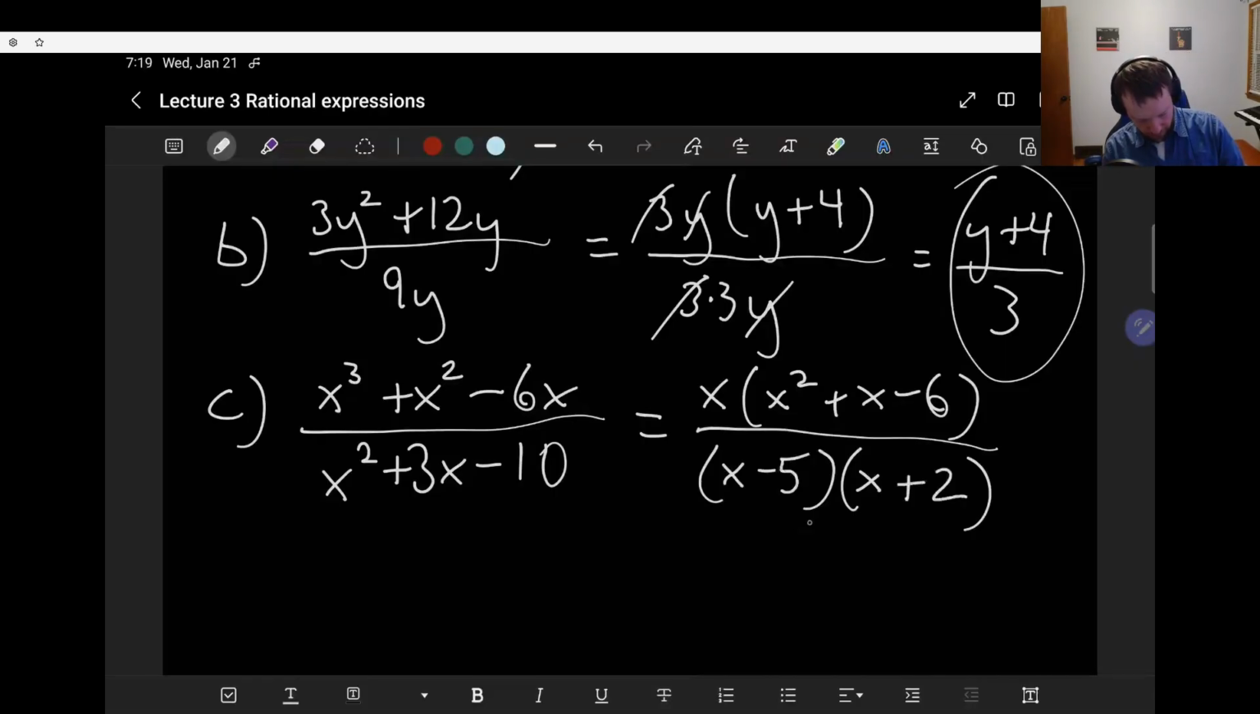Well, if I take the inner part of the FOIL and the outer and add them together, I actually get a -3x. So that means I chose the wrong signs here. And now this will work. This will get us a +3x.